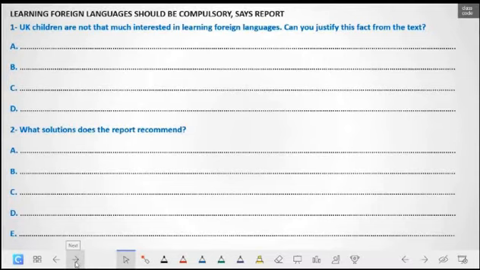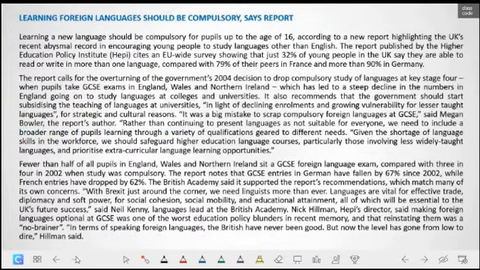All right, so here is the article. So what you have to do is find the reasons why the UK children are not that much interested in learning foreign languages. You have to find 4 reasons, 4 justifications. And number 2, what has the UK government done to solve this problem, to overcome this problem? All right, so what solutions does the report recommend? All right, so here's the article. I'll give you 10 minutes for this activity.